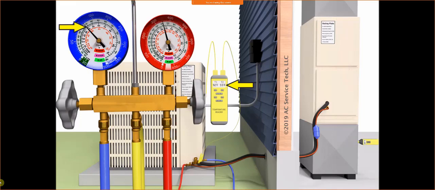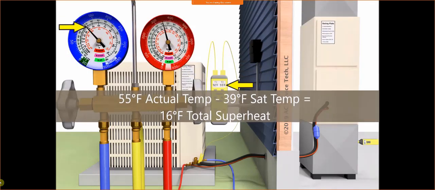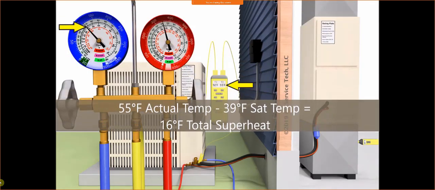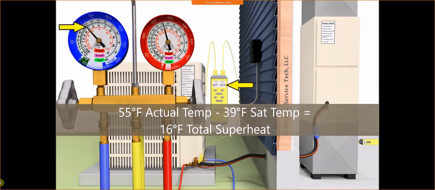So we're not necessarily using pressures to check the refrigerant charge, we're just using the pressure to convert to saturated temperature, and we're using the temperatures to check the refrigerant charge. So in this instance, we see that we have 39 degrees as a saturated temperature on that low side gauge. So we take 55 minus 39, and we're left with 16 degrees of total superheat.